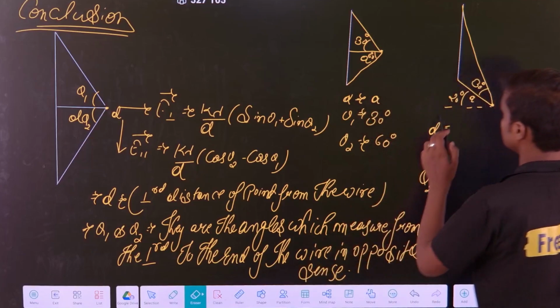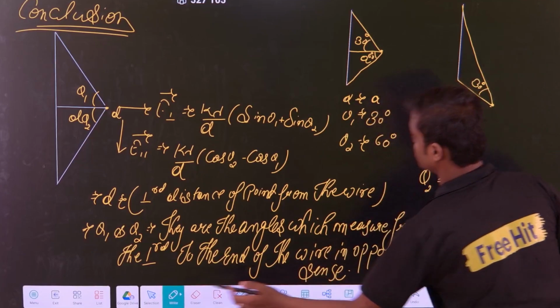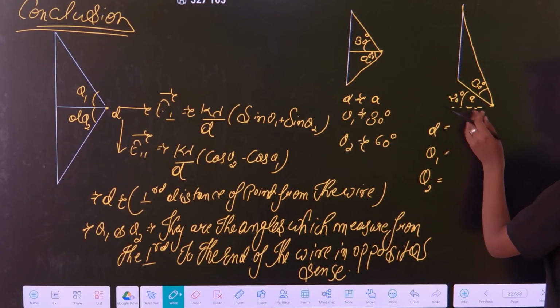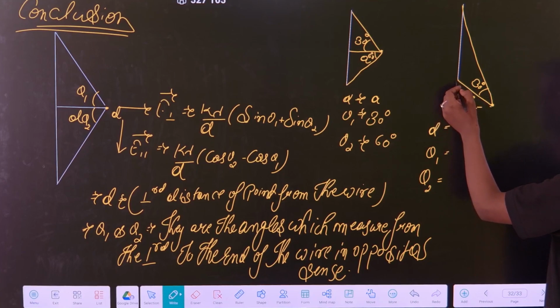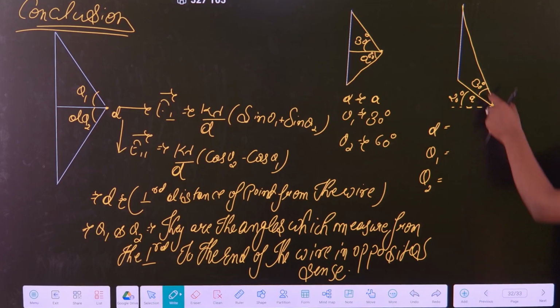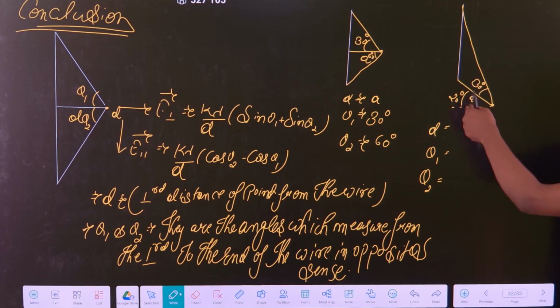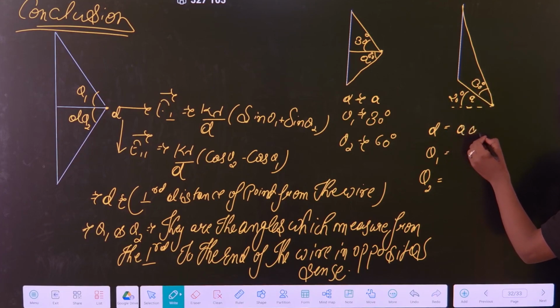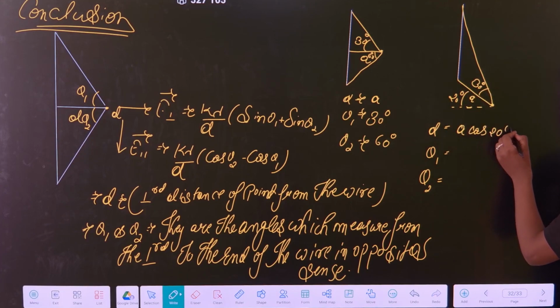But you can see here, sir, this is my perpendicular distance from the wire, but the wire is not there. So just extend this wire for your simplicity if there is a problem. So if this is A, this will be A cos theta, and this will be A sin theta. So what is my D? D is A cos 20 degree, correct?